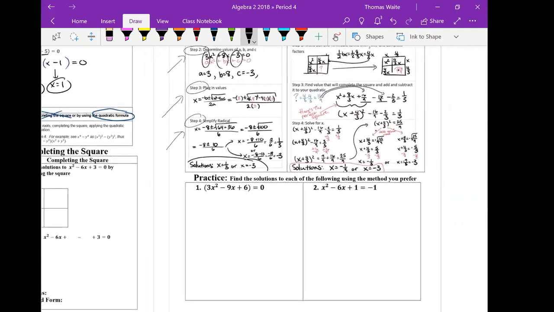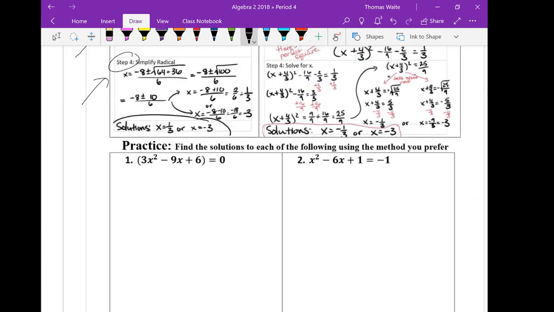If you need to do more practice, there are 2 more here to try out. But once you're ready, stop by and take your exit ticket to show your mastery for this lesson.